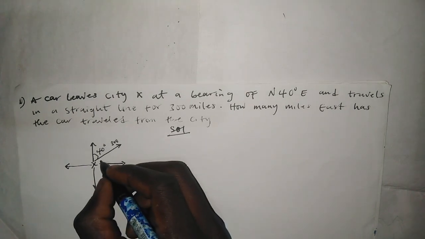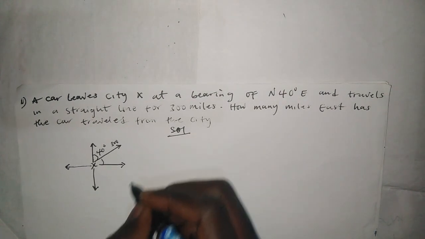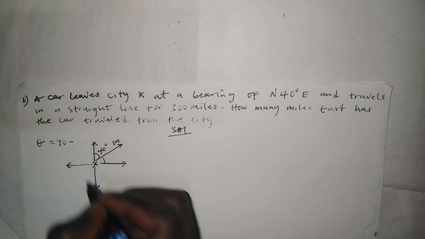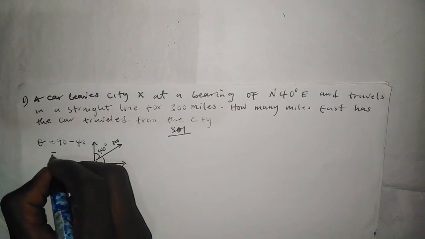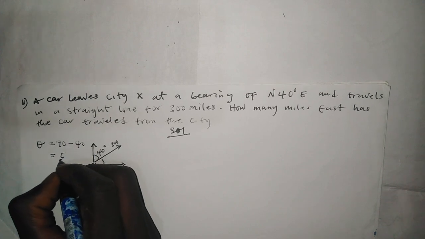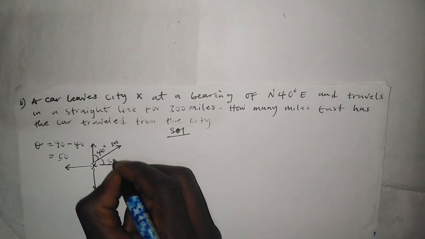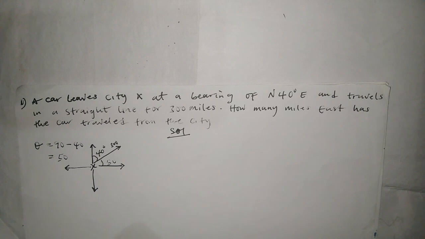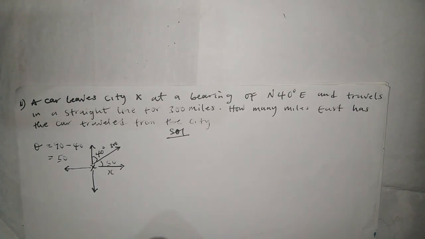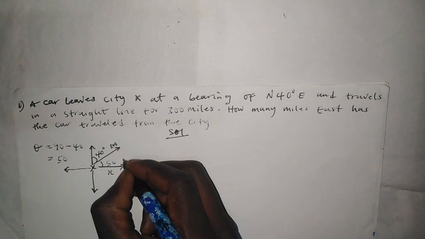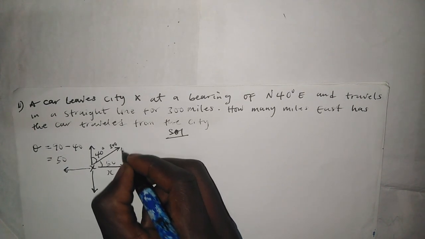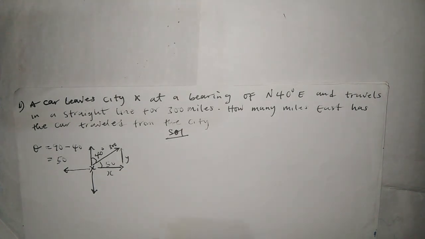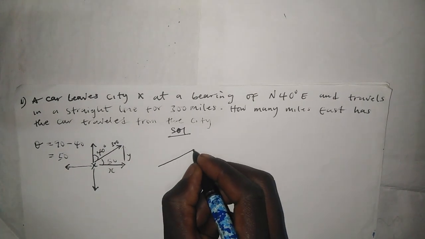First, we need to get this angle here. Let's take this angle to be theta. So theta is equal to 90 minus 40. Theta is equal to 50. So this angle here is 50. We're looking for the distance here, how far it traveled east. This is the distance we're looking for. Let's put it to be x. Now, if you close this, you have a triangle. Let's put this to be y. So let's take out the triangle. Take out the triangle, and we'll have a triangle like this.